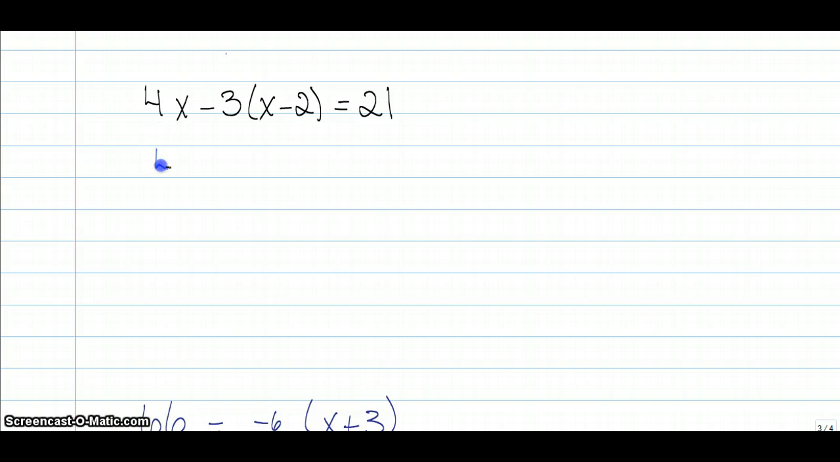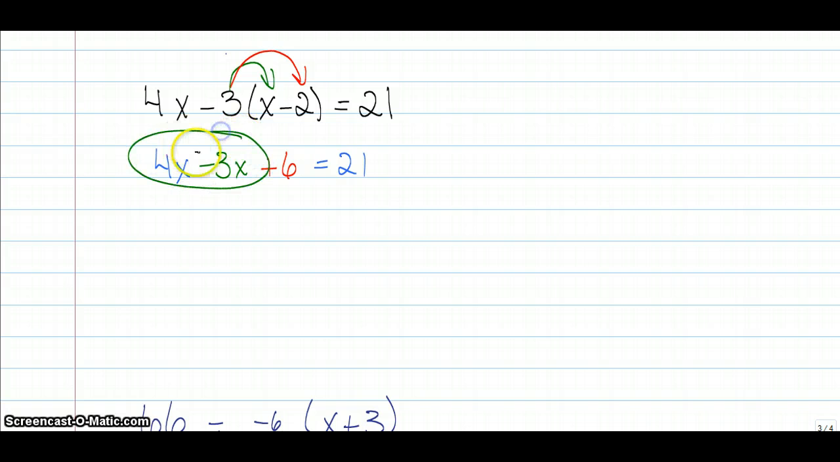Now the next one, I have 4x minus 3 times x minus 2 is equal to 21. I'm going to bring my 4x down. Negative 3 times x is negative 3x. Negative 3 times negative 2 is positive 6. Be careful right here. And all of that is equal to 21. Now I'm going to combine my like terms. 4x minus 3x leaves me with x, so I have x plus 6 is equal to 21. Subtract 6 from both sides. So x is equal to 15.